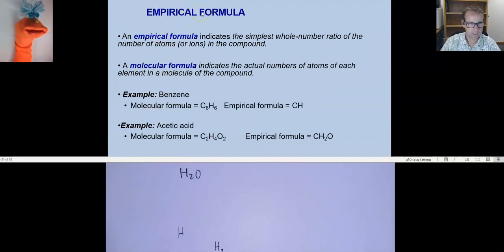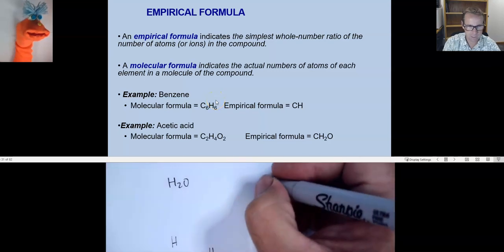Again, this is a chemical formula for water. Here's a chemical formula for a compound called benzene. Here's a chemical formula for a compound called acetic acid. It's the main acid that you find in vinegar. All right. But these are called the molecular formula of these compounds. It's what a molecule looks like.